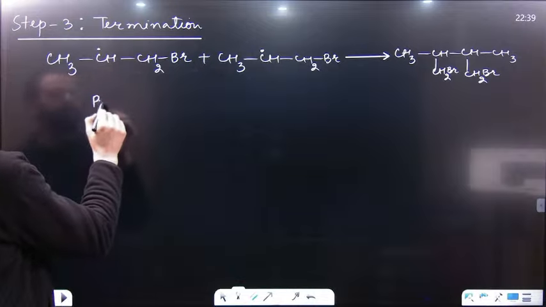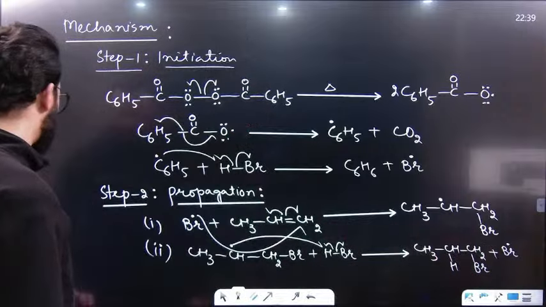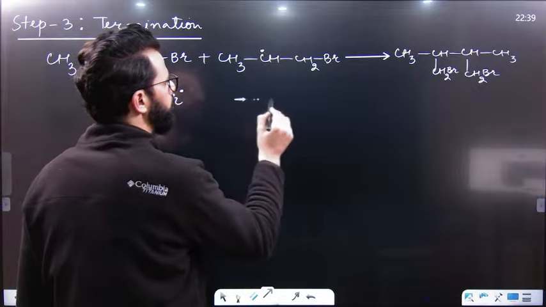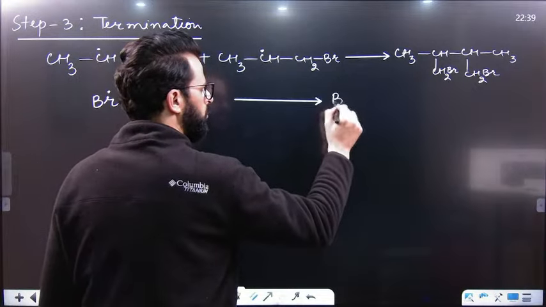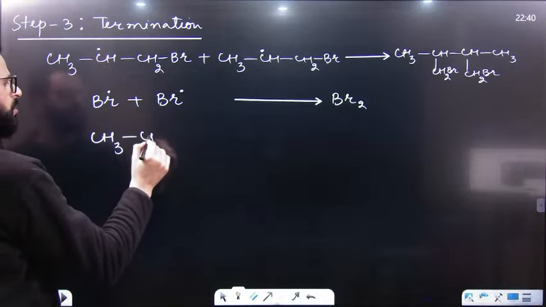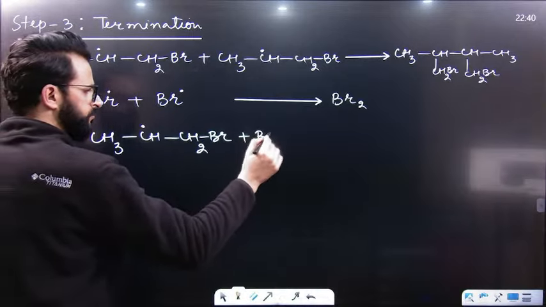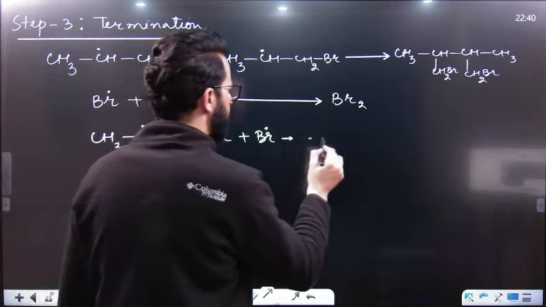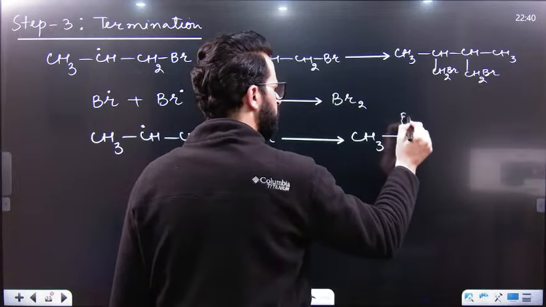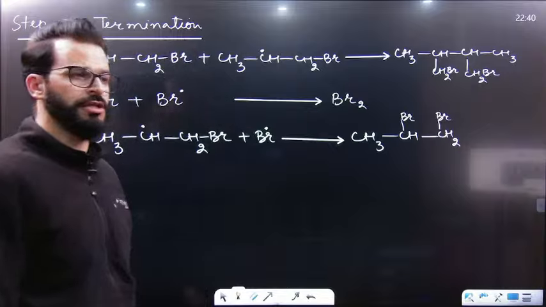Similarly, Br and Br. Have a look. This Br radical will react with another Br radical. That means Br2 can also be obtained during this reaction. Now after that, the CH3CH radical with CH2Br will react with a Br radical, and it will result in the formation of CH3CHBrCH2Br. So in this way the reaction will stop.